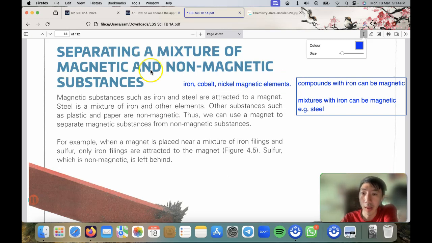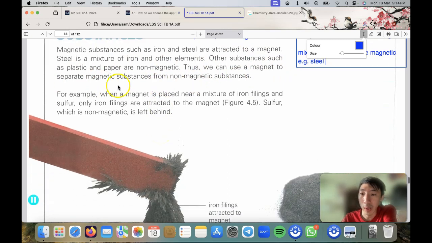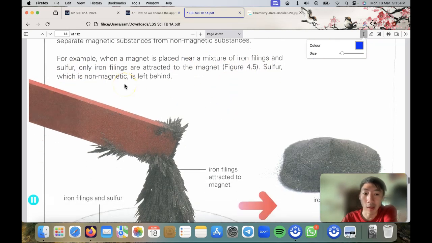Let's look at this statement over here. Magnetic substances such as iron and steel are attracted to a magnet. Steel is a mixture of iron and other elements. Other substances such as plastic and paper are non-magnetic. Thus, we can use a magnet to separate magnetic substances from non-magnetic substances. For example, when a magnet is placed near a mixture of iron filings and sulfur, only iron filings are attracted to the magnet. Sulfur, which is non-magnetic, is left behind.